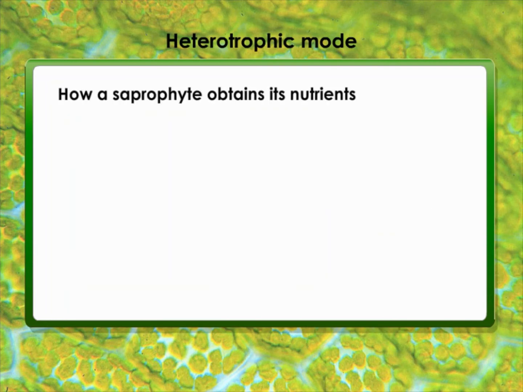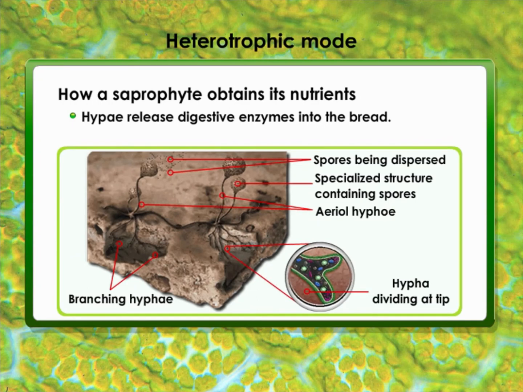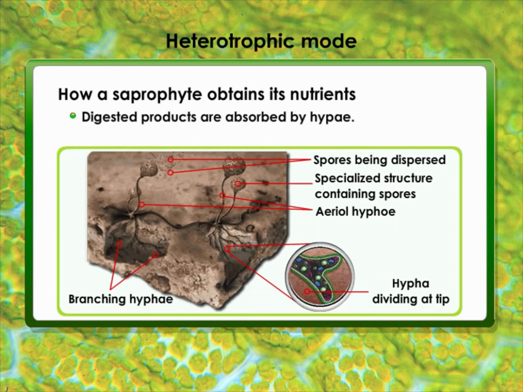Now let us see how a saprophyte obtains its nutrients. Example: mucor or rhizopus, bread mold. To obtain nutrients, a fungus secretes enzymes into the living or dead organism on which it grows. Hyphae release digestive enzymes into the bread. Enzymes digest complex organic molecules in bread into simple soluble molecules, extracellular digestion. Digested products are absorbed by the hyphae.